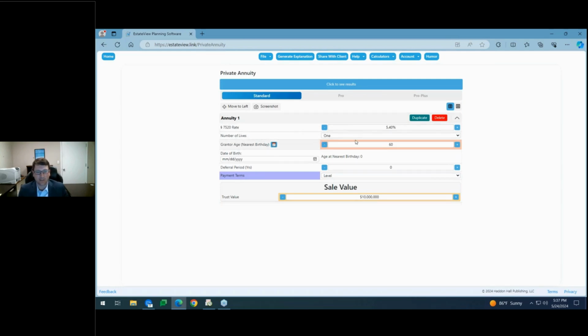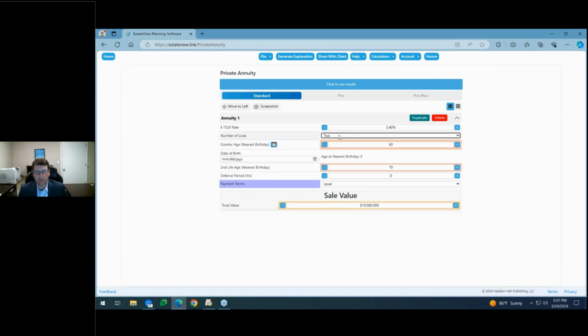The number of lives: will the annuity be a single life annuity, or will it apply for the survivor of myself and my spouse? You can do one life or two lives. We'll just do one for simplicity, but if you were to do two, you can see that you'll add in the second birth date there.